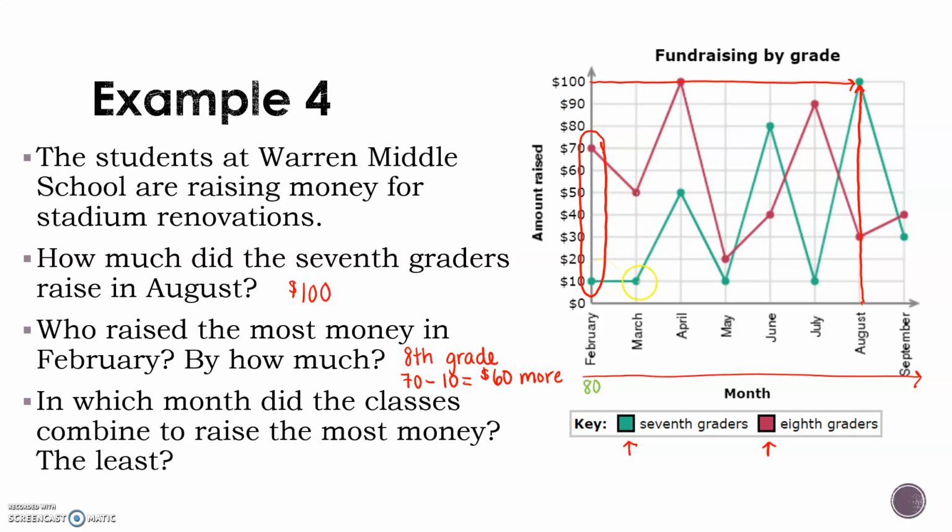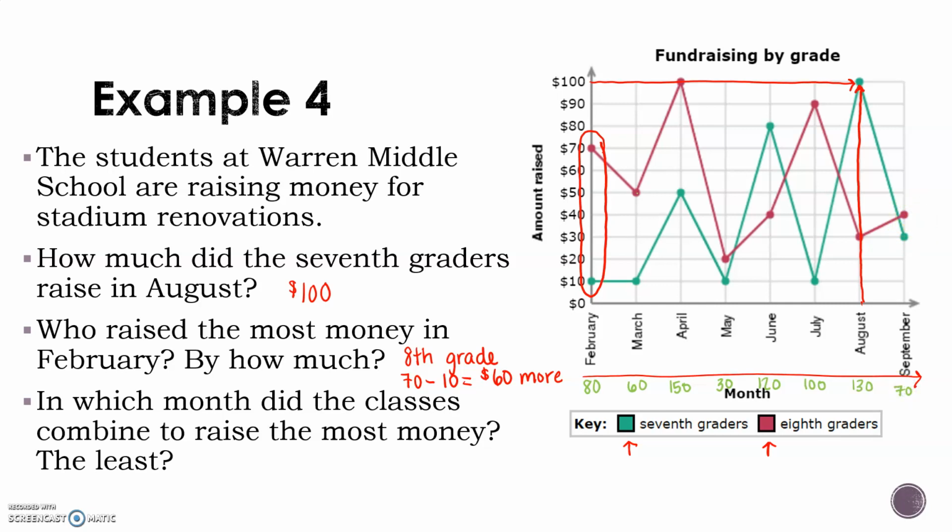I've got 50 plus 10 gives me 60. In April, we have 150. In May, we have 30. June, we have 80 and 40, which is 120. In July, we've got 90 and 10, which would be 100. August, we have 130. In September, we have 40 and 30, which would be 70.